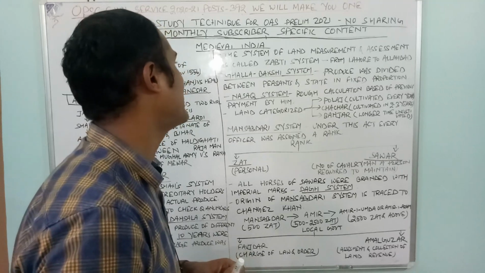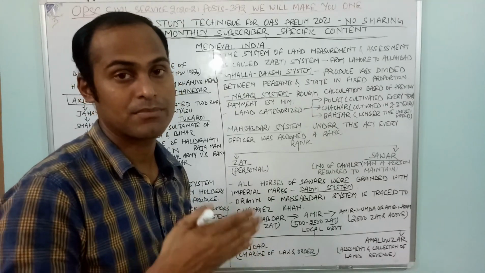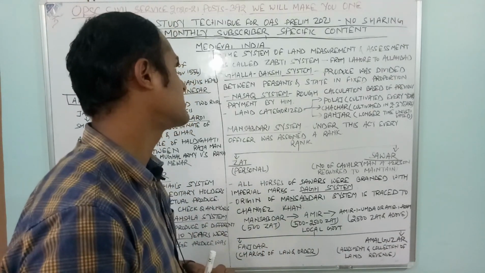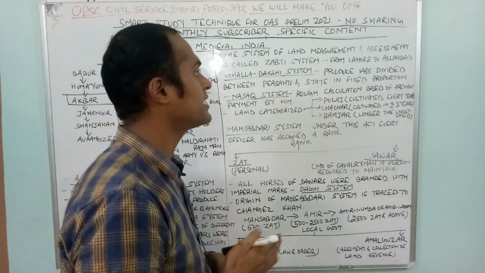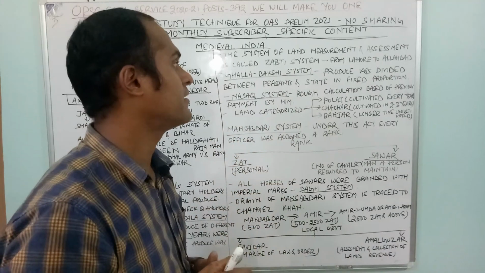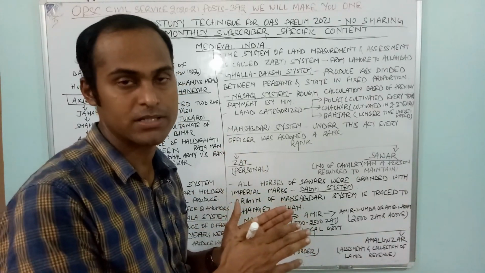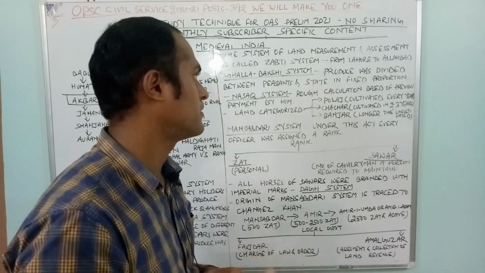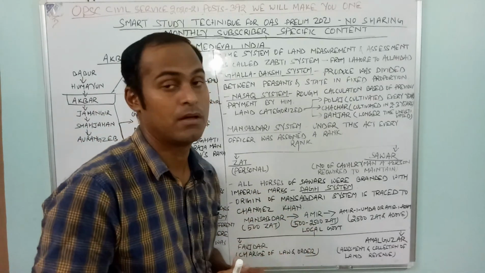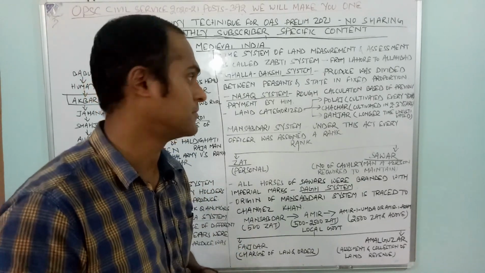Then the system of land measurement and assessment called the Japti system, which Akbar followed from Lahore to Allahabad, currently Prayagraj. Very, very important. Then the Galabaxi system, where produce was divided between peasants, who are the actual cultivators, and the state, that is the government of the day, in a fixed proportion. Then the Nasak system: a rough assessment based on what that individual had paid previously.